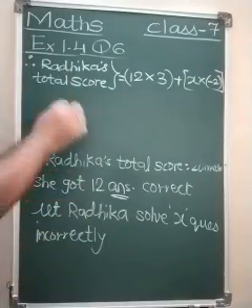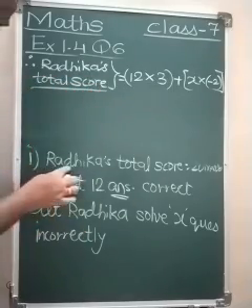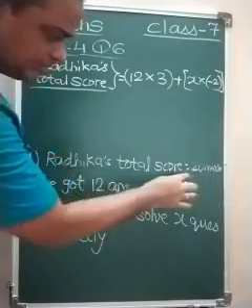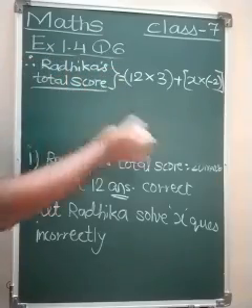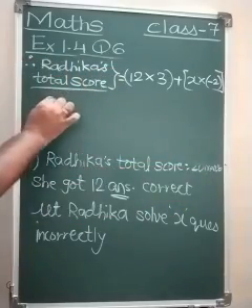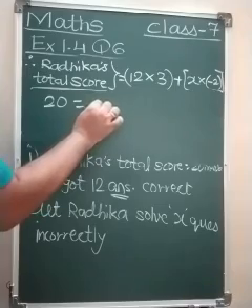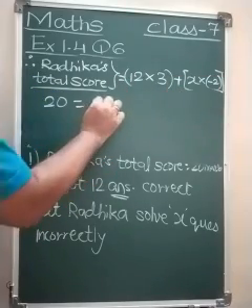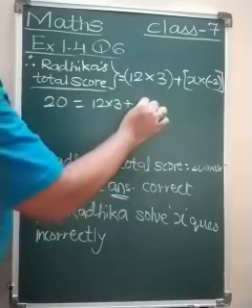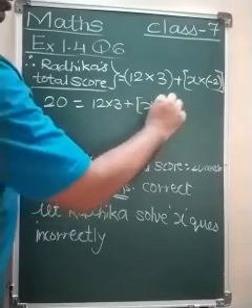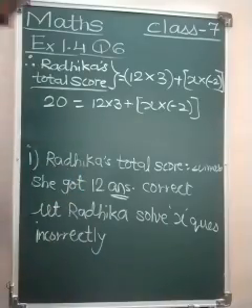Still one more thing is left. Radhika's total score, we have written here, equals how many marks? 20 marks. For this part, we already know that she had scored 20 marks. So 20 equals 12 multiplied by 3 plus X multiplied by -2. We'll try to write it again like that only. I will rub out this part also so that we can solve it properly.